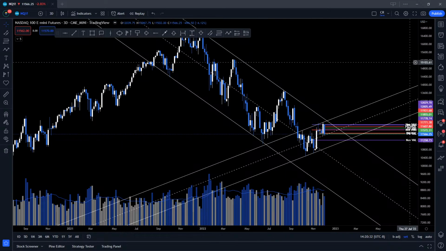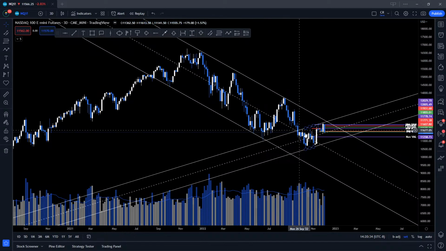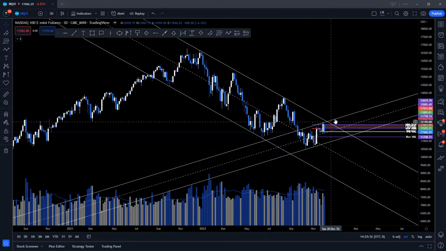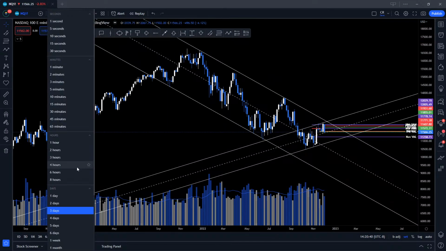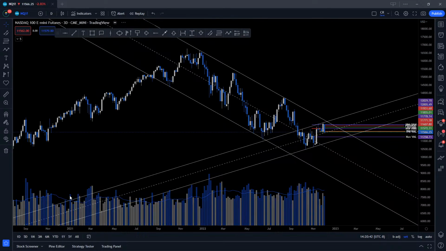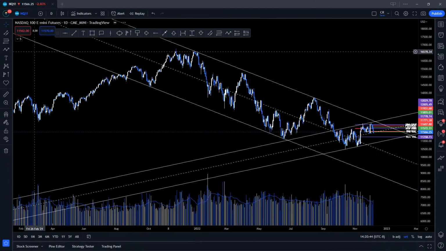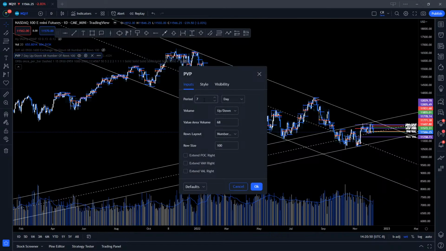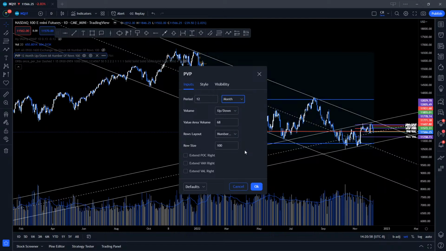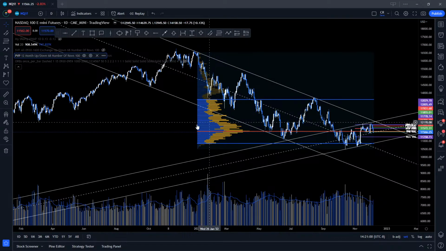So we have our bigger picture downtrend. Short term, we're in a little uptrend here. Let's look at the daily and look at our PVP for the monthly. Or actually, sorry, yearly first.